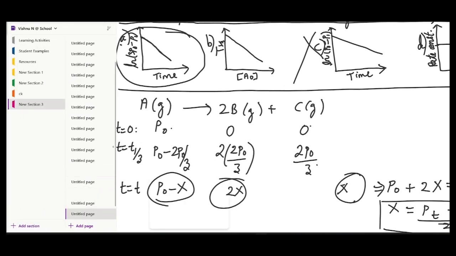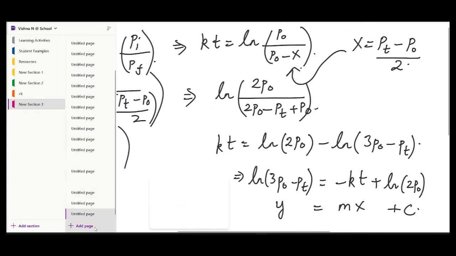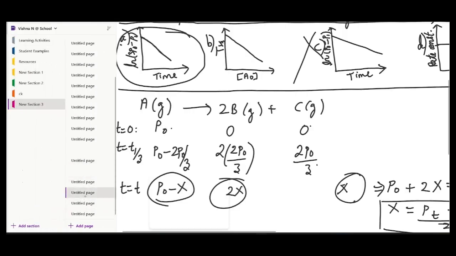So now let us check option B then. They are asking t₁/₃ versus A₀. The option was, I think, t₁/₃ versus A₀ here. So here what we can do here, t₁/₃.